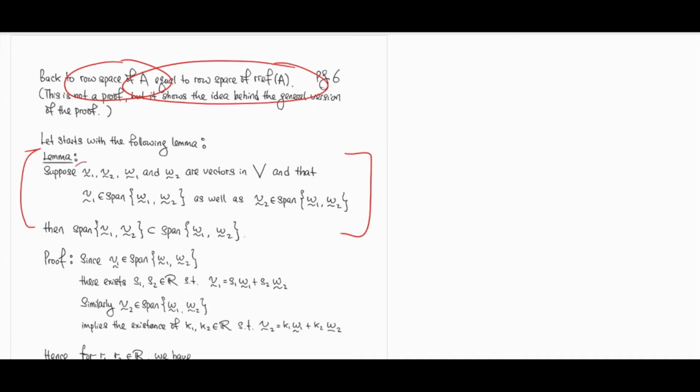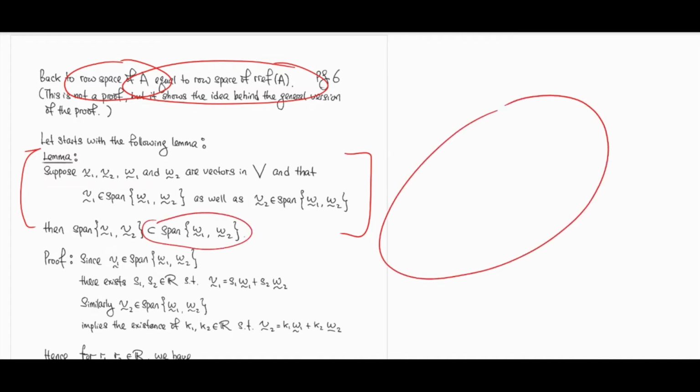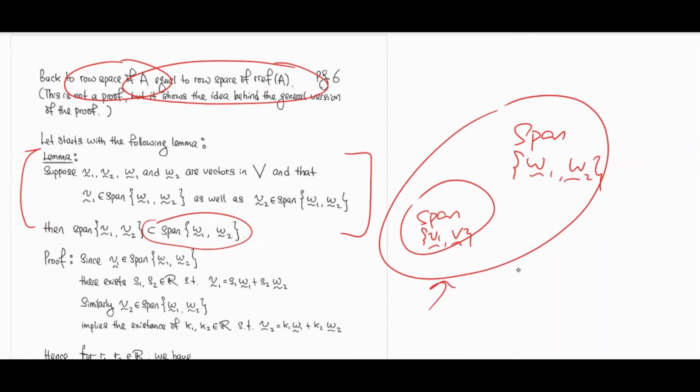This lemma says that if you have these four vectors from a vector space V, that's the hypothesis, if your vector V1 is in the span of W1 and W2, and your vector V2 is in the span of W1 and W2, then the span of V1 and V2 will be a subset of the span of W1 and W2. And the proof is pretty straightforward. It utilizes nothing but the definitions.